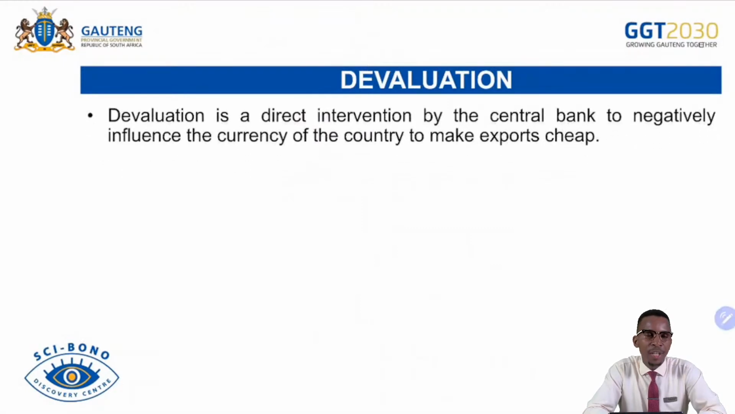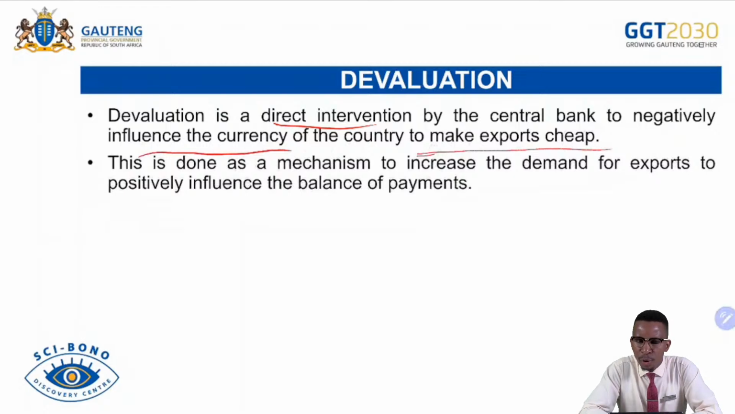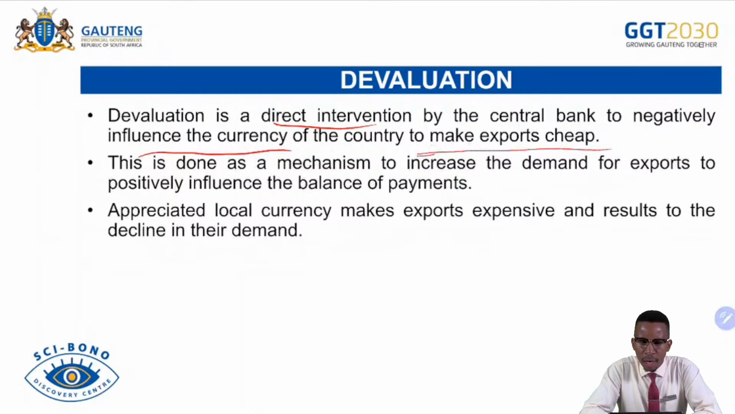So let's talk about devaluation now, which is affected by the deliberate intervention by the central bank. Devaluation is the direct intervention by the central bank to negatively influence the currency of the country to make exports cheap. For the government to make exports cheap, it will devalue so that the volume of exports can increase. They have to be relatively cheap so that there will be more demand for our exports in the foreign market, to improve our BOP. This is done as a mechanism to increase the demand for exports to positively influence the balance of payments. An appreciated local currency makes exports expensive and results in a decline in demand.